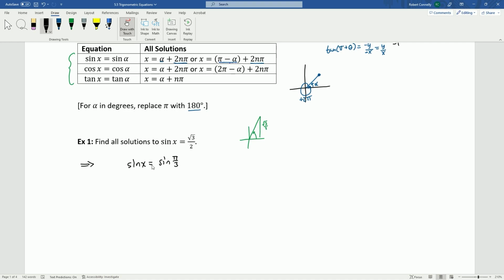Now that we've got this equation, sine of x equals sine of alpha, our solutions come in 2 forms. x equals alpha, in this case pi over 3, right? Plus any 2 pi times n multiple. And our solutions come in the form pi minus alpha plus any multiple of 2 pi.